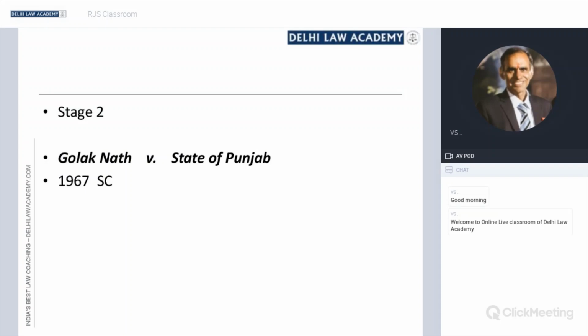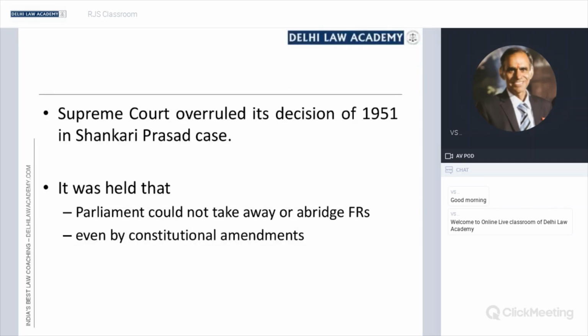However, in 1967, an 11-judge bench of the Supreme Court had another look at the same provisions in the case of Golaknath versus State of Punjab, 1967. This is stage 2 of the development of constitutional law on this subject. In this judgment, let us see what the Supreme Court said.